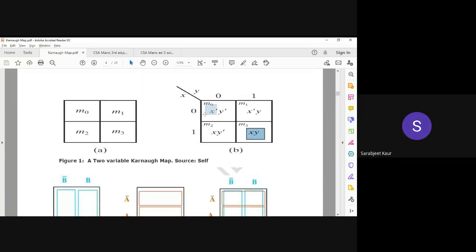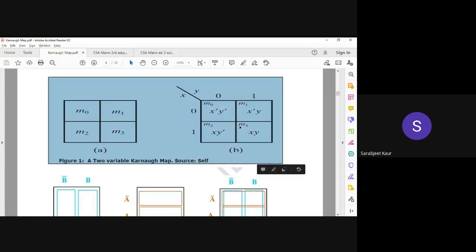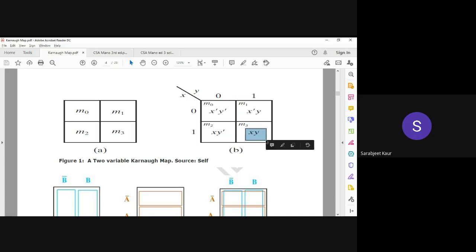So this is the zeroth min term. This is the first min term, represented by m0, m1. Then the second min term is represented by m2, and the third min term by m3. Is this okay?